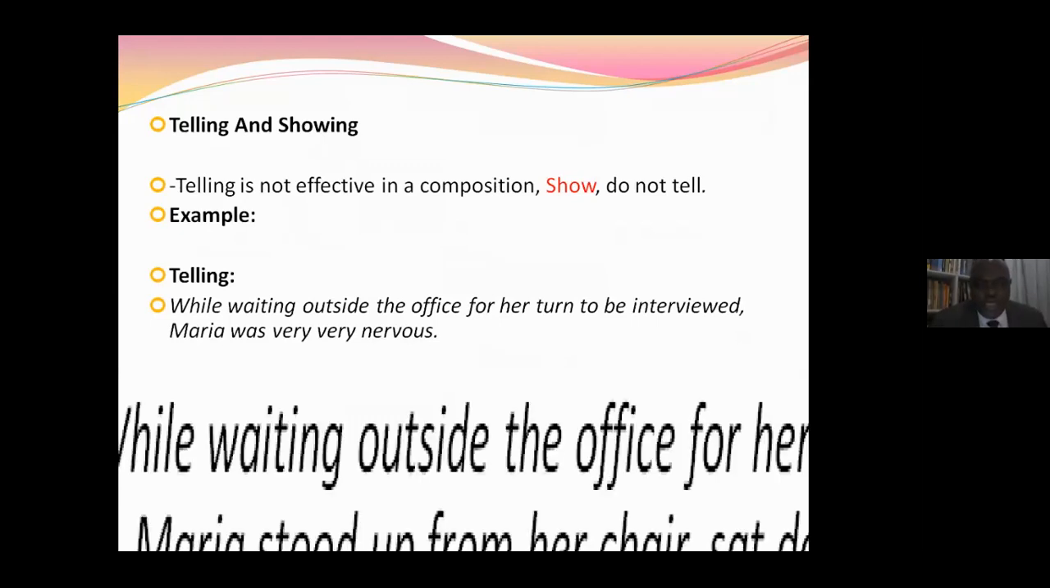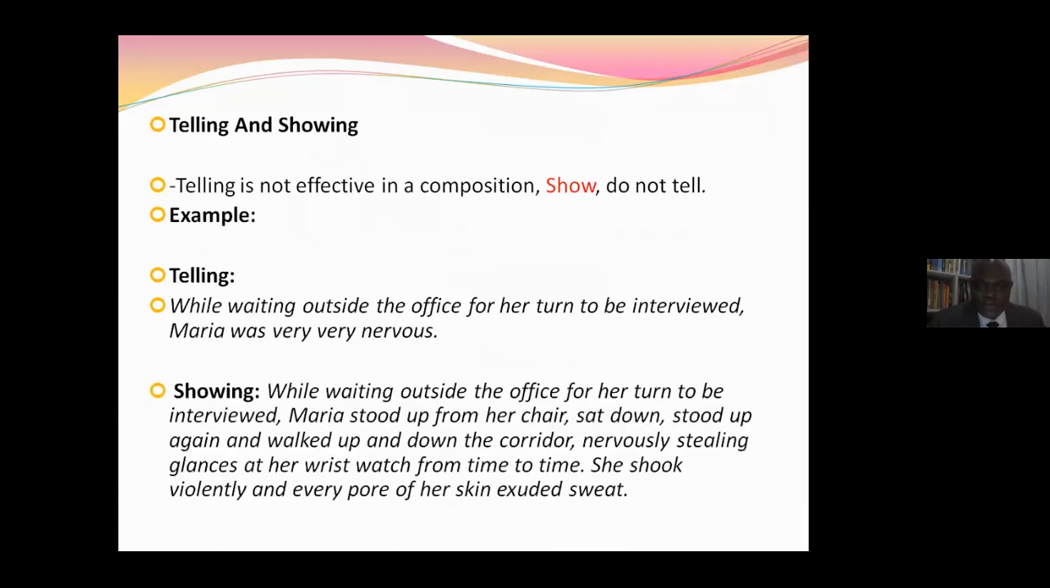Let's look at showing of the same sentence. While waiting outside the office for a turn to be interviewed, Maria stood up from her chair, sat down, stood up again, and walked up and down the corridor, nervously stealing glances at her wristwatch from time to time. She shook violently, and every pore of her skin exuded sweat. You have seen, and I'm sure even as you read, you are able to see because you've been shown, you haven't been told.